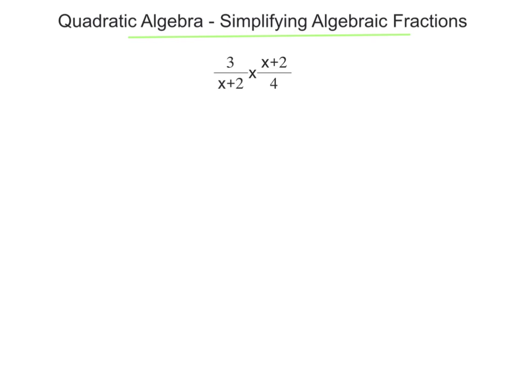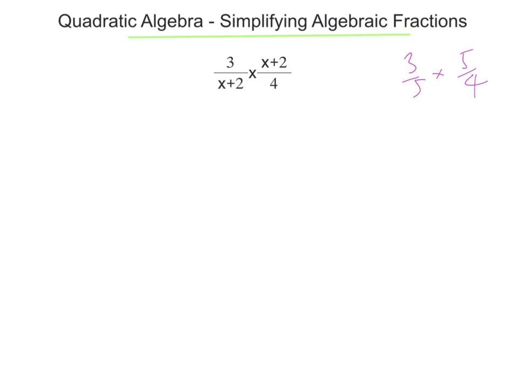One of the main reasons that we use factorization in algebra is to help us simplify expressions, so we can cancel things, just like we can cancel in fractions. In this example here, you'll notice that there's two fractions. There's the 3 divided by x plus 2, and it's multiplied by the x plus 2 over 4. So if I was doing normal fractions, that's similar to 3/5 times 5 over 4. You can see there are two fractions.